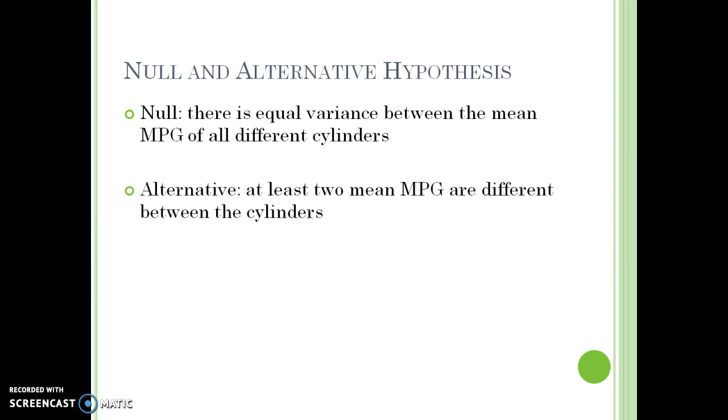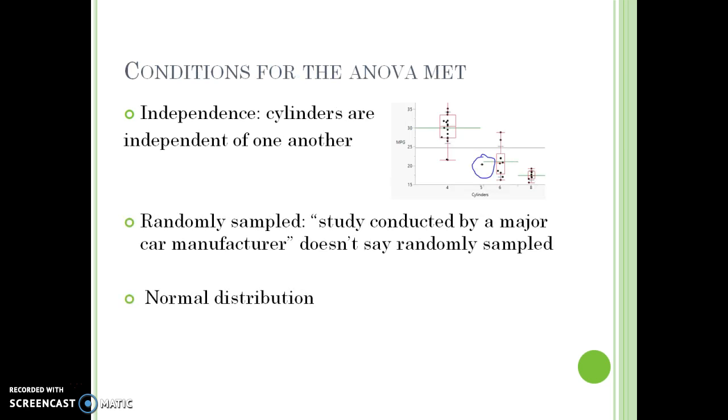So first we need to determine the null and alternative hypothesis. The null hypothesis is that there's equal variance between the mean miles per gallons of all the different cylinders. The alternative hypothesis is that there are at least two mean miles per gallons that are different between the cylinders. So now we need to check that the conditions for the ANOVA are met.